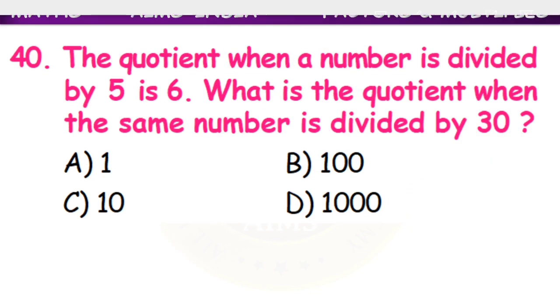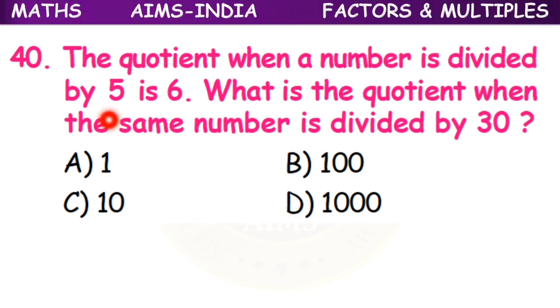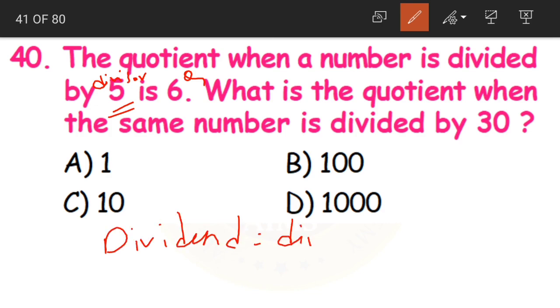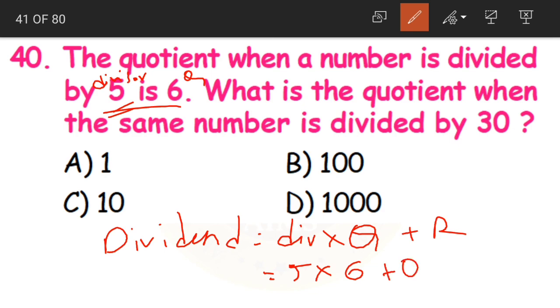Next, the quotient when a number is divided by 5 is 6. What is the quotient when the same number is divided by 30? Now the quotient is given and the divisor, the number is divided by, 5 becomes our divisor. Then what is the value of dividend? Dividend is equal to divisor into quotient, yes or no? Plus remainder. Okay. Now divisor is 5 into quotient is 6. Yes. Now the remainder is not given, so we'll assume that it is 0. So 5 into 6 becomes 30. What is the number, children? The number is 30.